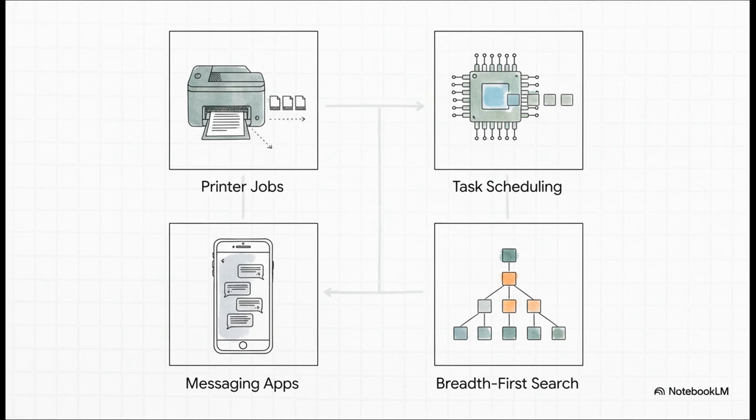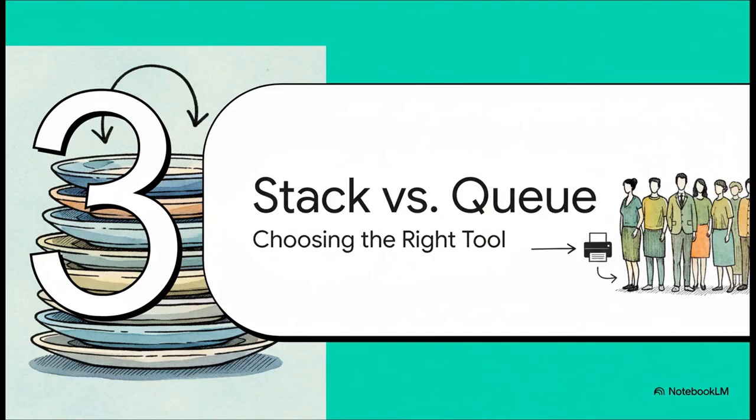And trust me, queues are absolutely everywhere in technology. When you send a bunch of documents to a printer, they get put in a queue so they print in the order you sent them. When you send a text, it goes into a queue to make sure it gets delivered after the one you sent before it. Queues are just essential for any system that needs to be fair and process things in their original order.